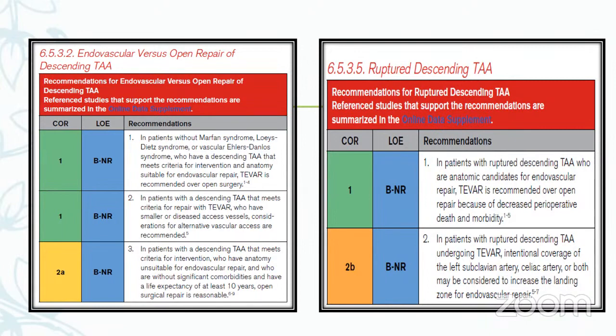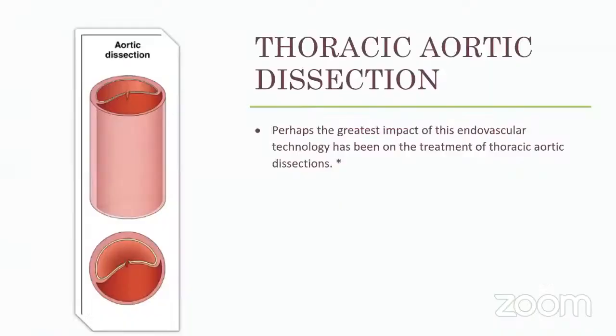In patients with a ruptured descending thoracic aortic aneurysm who have an anatomy that is suitable for endovascular repair, TEVAR is a class 1 indication because of decreased perioperative death and morbidity. And in patients with ruptured descending thoracic aortic aneurysm who are undergoing TEVAR, intentional coverage of the left subclavian artery, celiac artery, or both may be considered to increase the landing zone for the endovascular repair, so that it will increase the success of the repair. This is a class 2B indication.